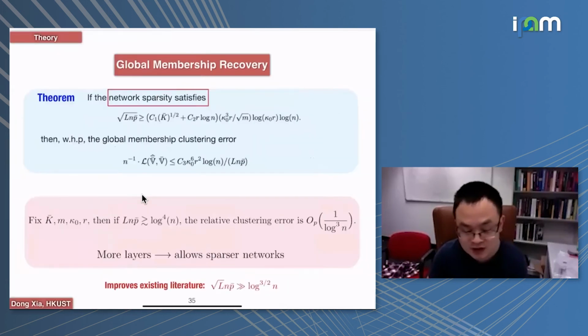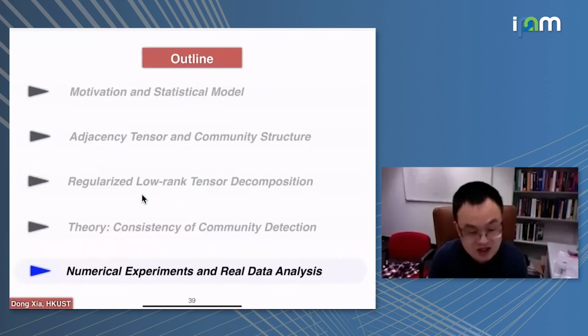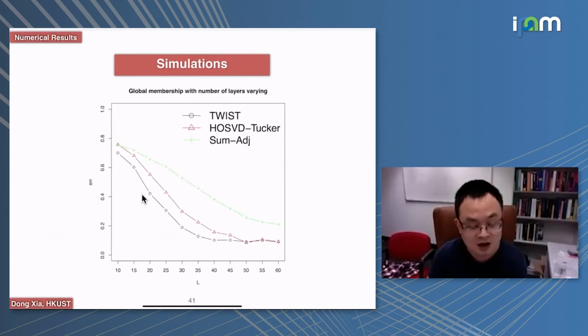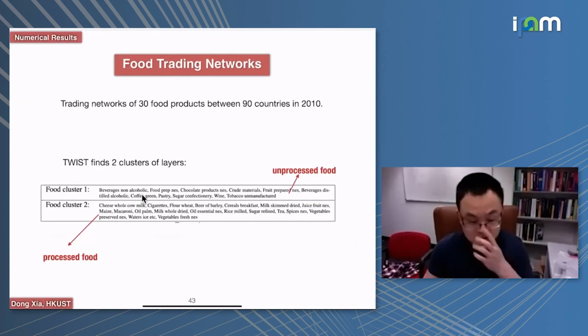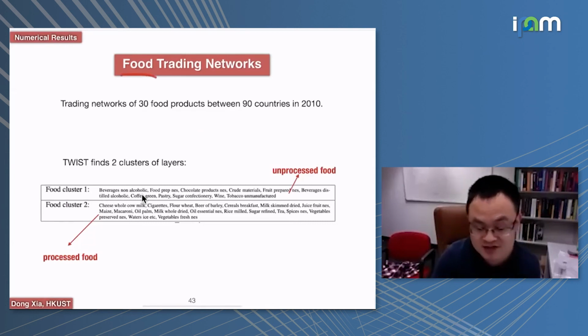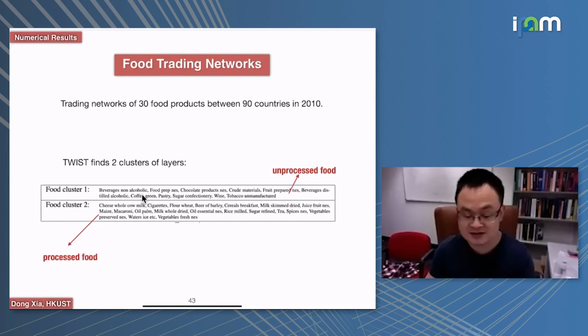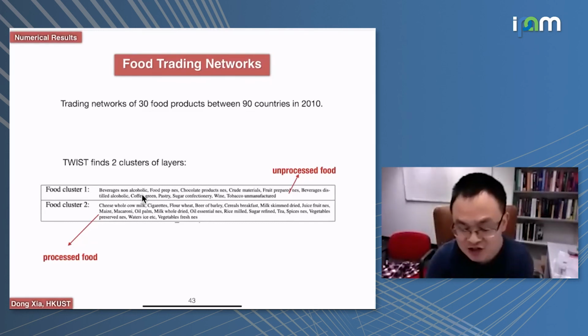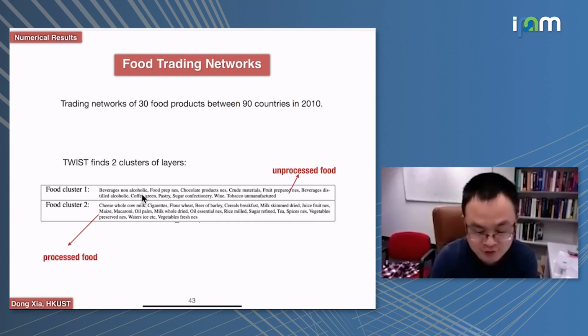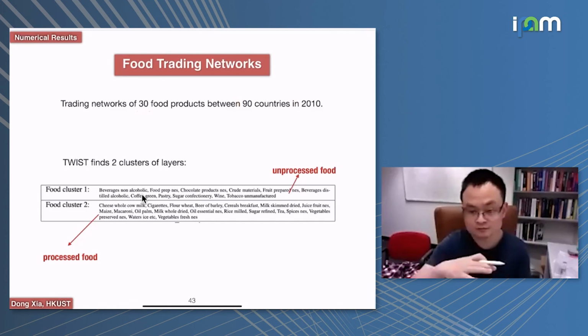Now let me briefly show you some results on a real data example. The real data example is about food trading networks, just as I have already explained. In this data set, we have 19 countries. Every country is regarded as one vertex, and the trading flows between these 19 countries are obtained for 30 different food products. In other words, we have 30 layers of networks, and every network is about the trading flows between 19 countries.